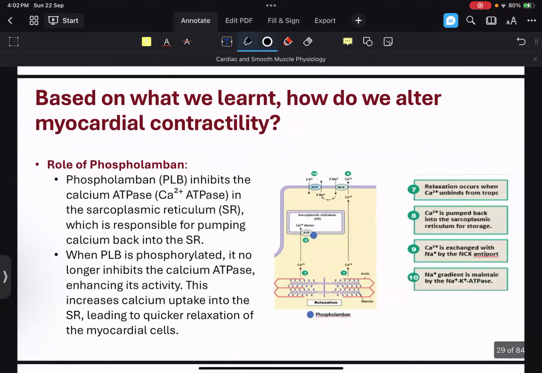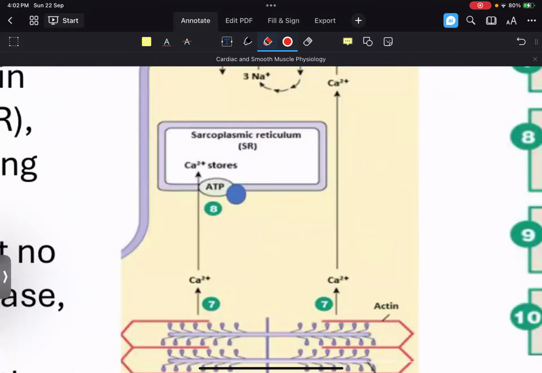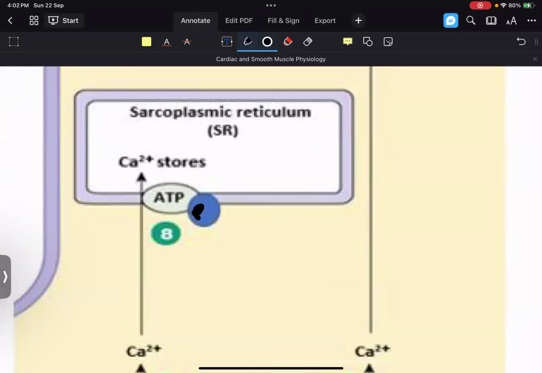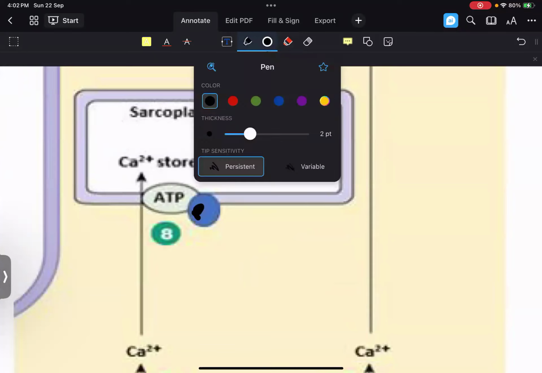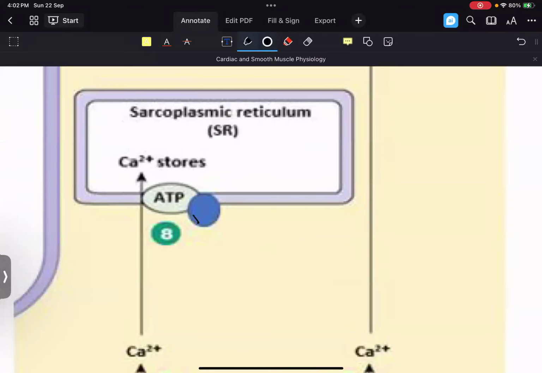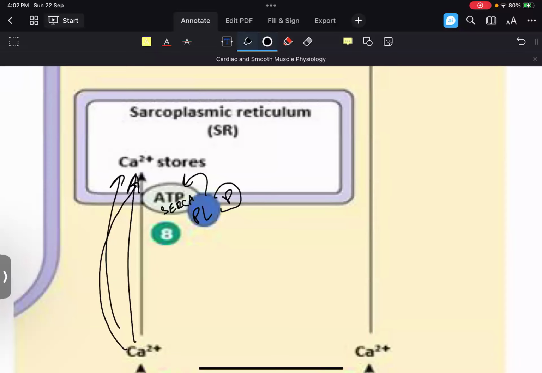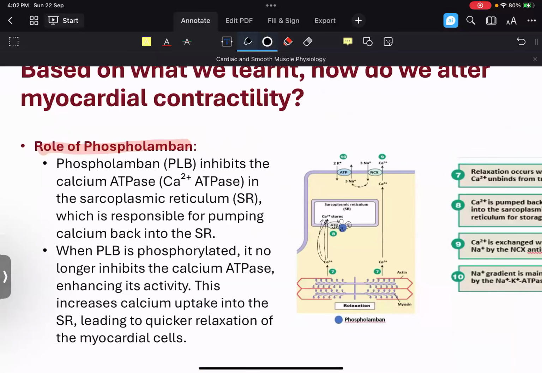One last point, which is the role of phospholamban, which we already discussed. Let's represent it by PL. Phospholamban usually inhibits SERCA. And if SERCA is inhibited, then you cannot put the calcium back inside the sarcoplasmic reticulum. You need to phosphorylate phospholamban to allow the calcium to go back in easily. There's nothing more to it on this slide.